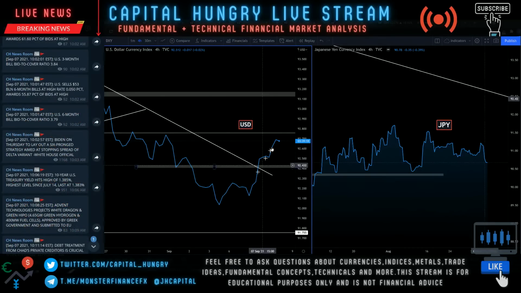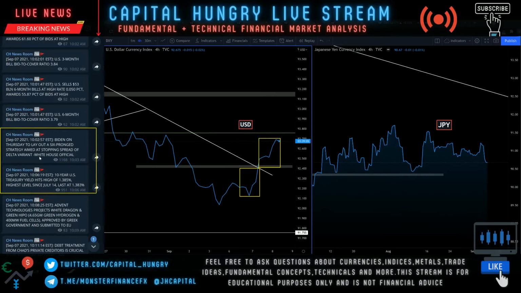So even though we were in a bias to see further downside on the dollar, the fundamentals within the market changed as we had this reactive headline, with first being the tapering talks of Bank of England overnight, and then of course Joe Biden on Thursday to lay out a 6-pronged strategy aimed at stopping the spread of the Delta variant. This also led to that US dollar strength.